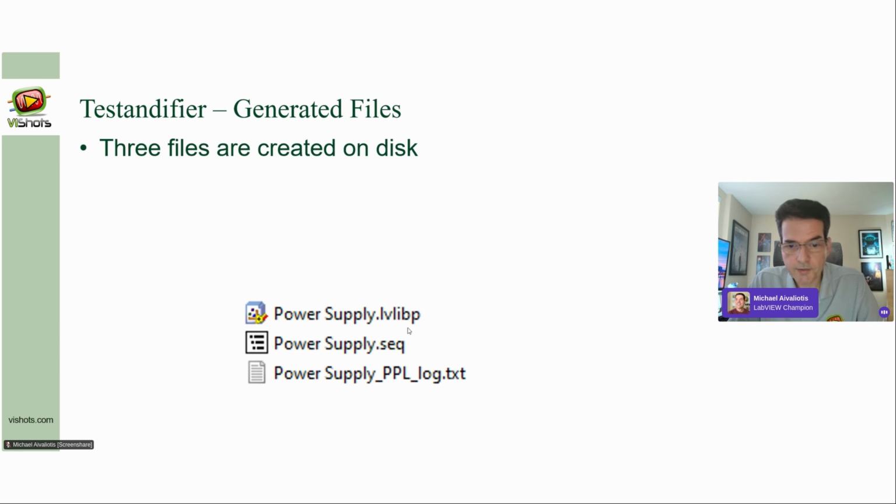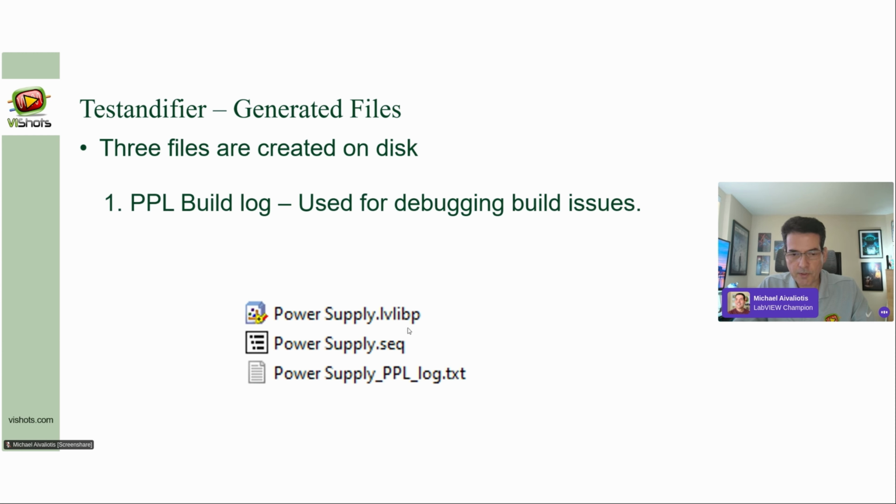So you basically take TestStandifier, you point it to your DQMH library, and you hit go. And it takes less than 5 minutes, probably 3 minutes, and it generates these 3 files: a PPL build log for debugging, a packed library, and a TestStand sequence file. So those two go together, and you can use those and build a TestStand distribution if you want to.